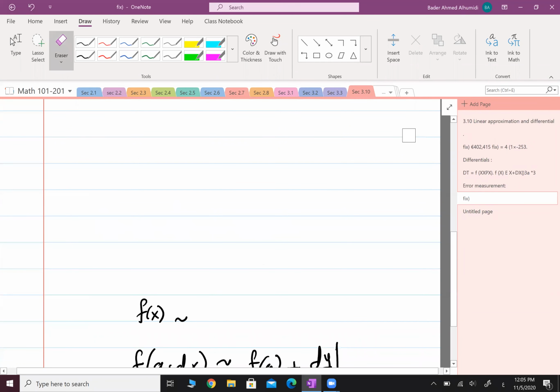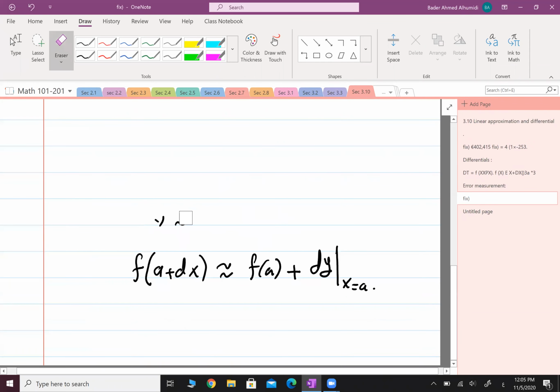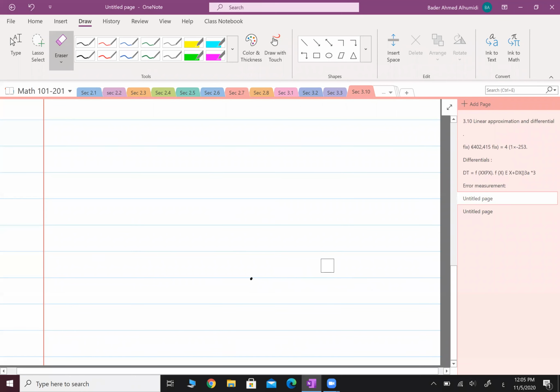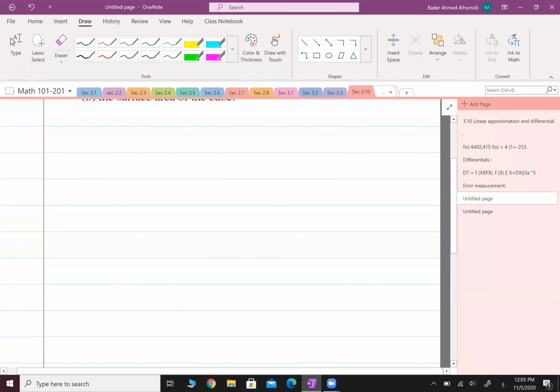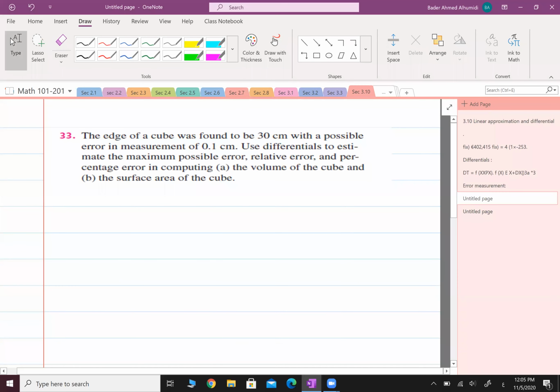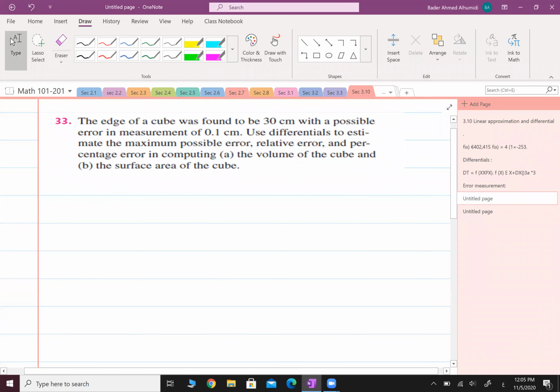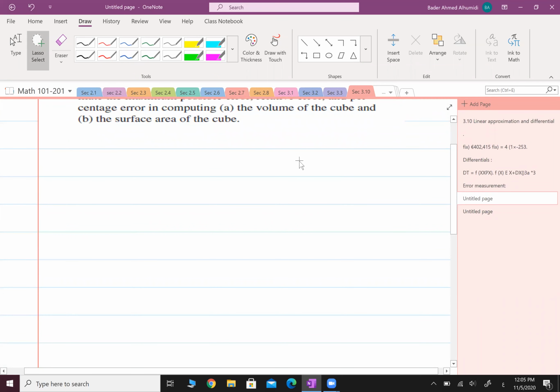So let us now do another exercise about what we call measurement of error by using differentials. Notice what the question says here. It says we have a cube. The edge of a cube was found to be 30 centimeter with a possible error in the measurement of 0.1 centimeter. So we are trying to construct a cube.